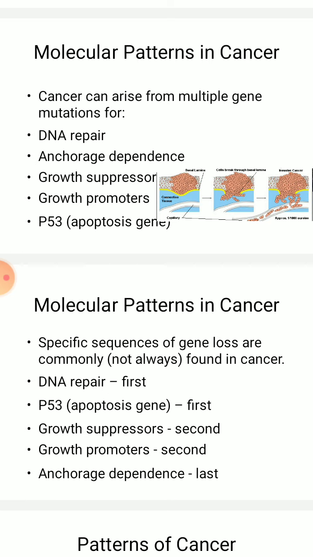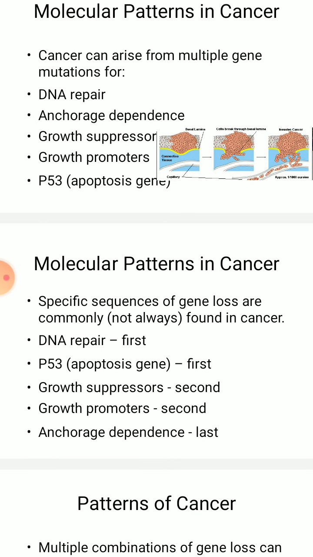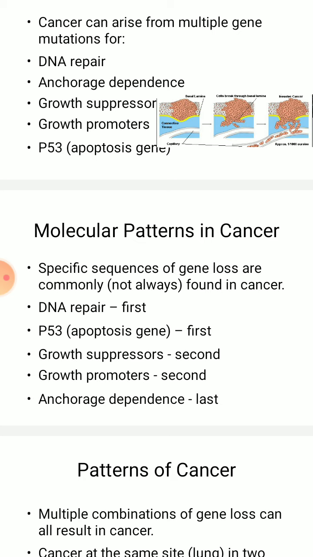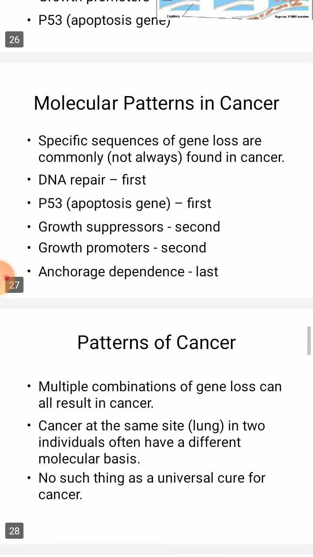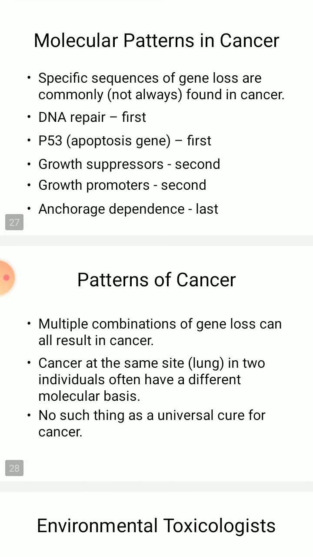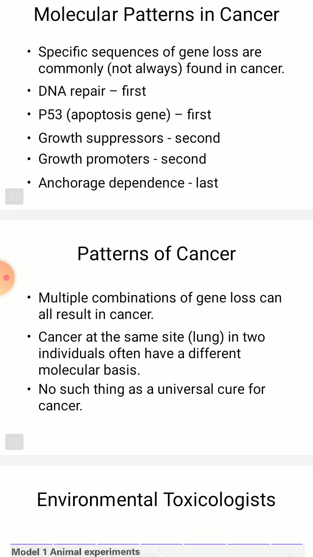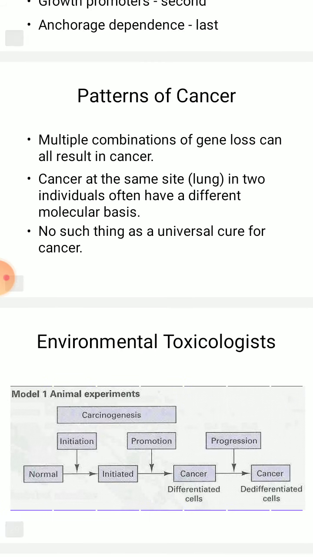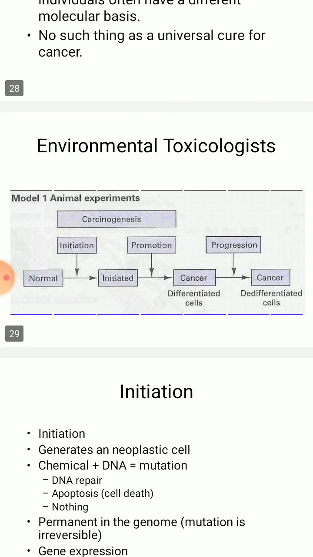Molecular patterns in cancer. Cancer can arise from multiple gene mutations: DNA repair, anchorage dependence, growth suppressors, growth promoters, the P53 apoptosis gene. Specific sequences of gene loss are commonly found in cancer. DNA repair comes first, P53 apoptosis gene comes first. Growth suppressor second, growth promoter second. Anchorage dependence last. Patterns of cancer: multiple combinations of gene loss can all result in cancer. Cancer at the same site in two individuals often has a different molecular basis. There is no such thing as a universal cure for cancer.